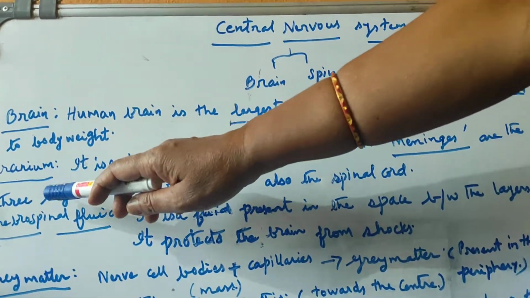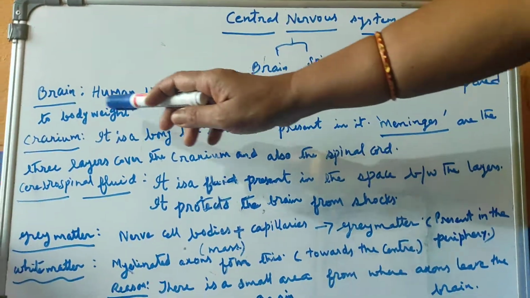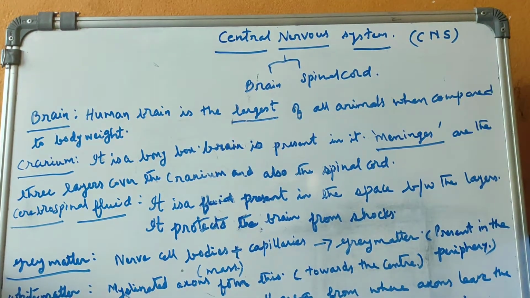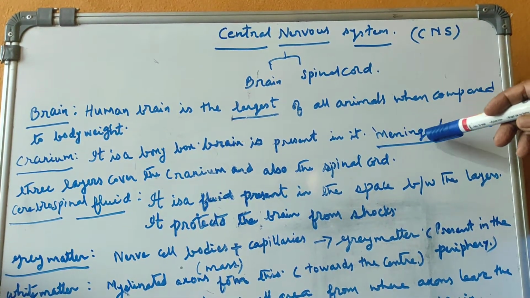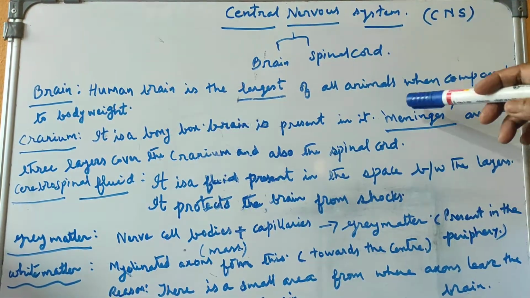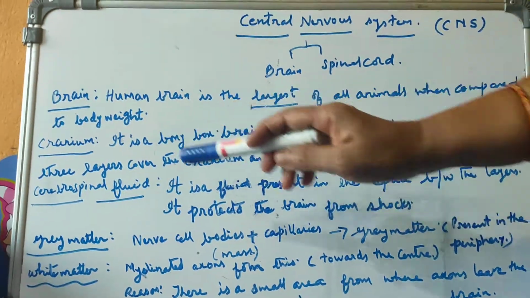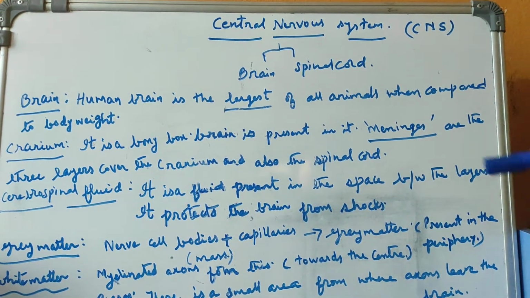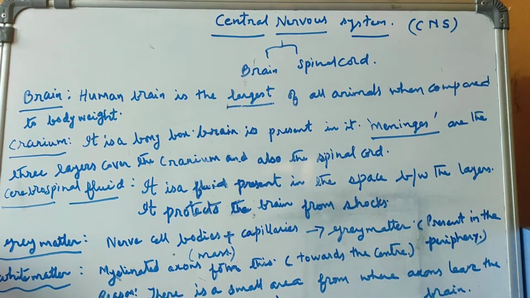Let us see what the cranium is. The cranium is a bony box, and inside this cranium the brain is situated. Around it are three layers called meninges, and these cover the brain and also the spinal cord. The next one is cerebrospinal fluid.